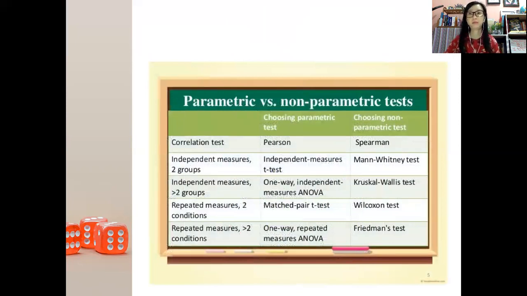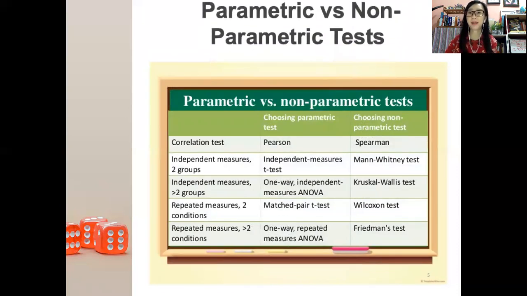What about the non-normal distribution, the skewed distribution, or the small sample size? Can we still do some inferential statistical procedures? Yes, we can. But instead of using parametric tests like t-test and ANOVA, we will use what we call non-parametric tests. For each parametric test here, for different designs as well, the correlational designs and the cause and effect designs, we have an equivalent non-parametric test. We will learn about this further later.